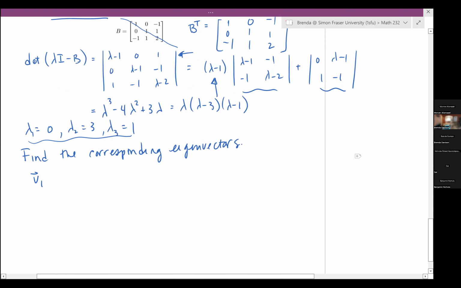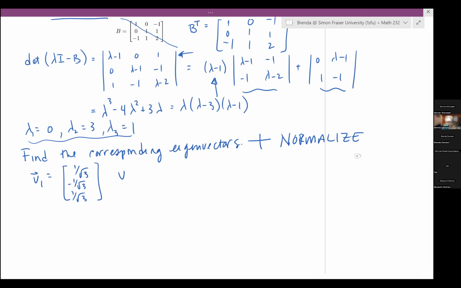Let me just expedite that by writing down what they are, and also normalize, make them of length 1. Okay, so that's going to be like this: 1 over root 3, minus 1 over root 3 and 1 over root 3. That is the eigenvector corresponding to lambda 1 equals 0. And then we have V2, and that is minus 1 over root 6, 1 over root 6, 2 over root 6. And when I did this, I got V3.